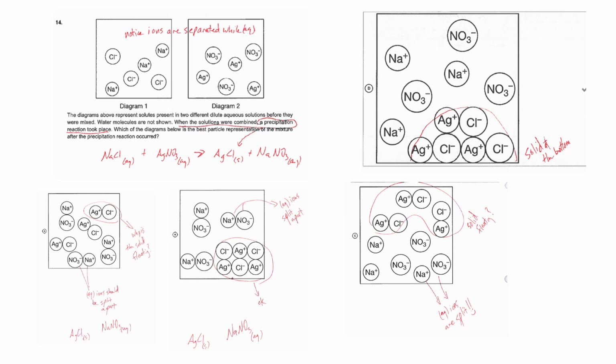The first picture, A, had the silver and the chlorine up at the top together. Why would they be floating? They wouldn't be. And then the aqueous ions, sodium and nitrate, are together when they should be split apart. We run into those 2 things a couple times, and only answer D has it done right. I put that on the top right. D has the silver and the chloride as a solid at the bottom, and it's got the sodium and the nitrate split apart as ions. Yay!